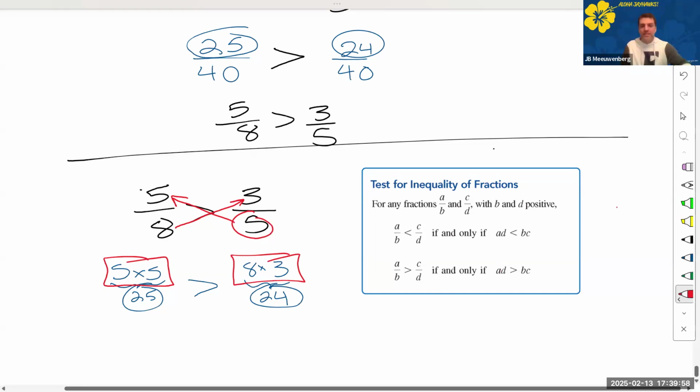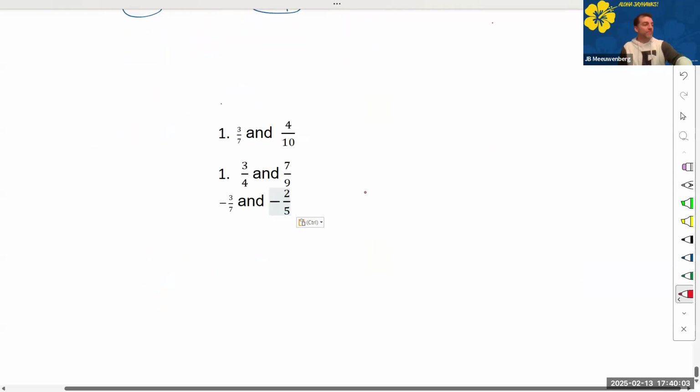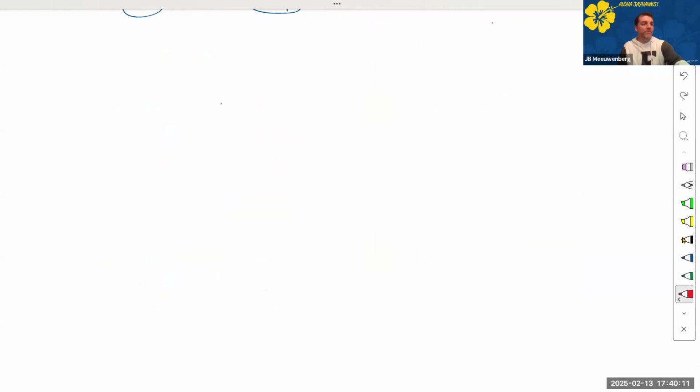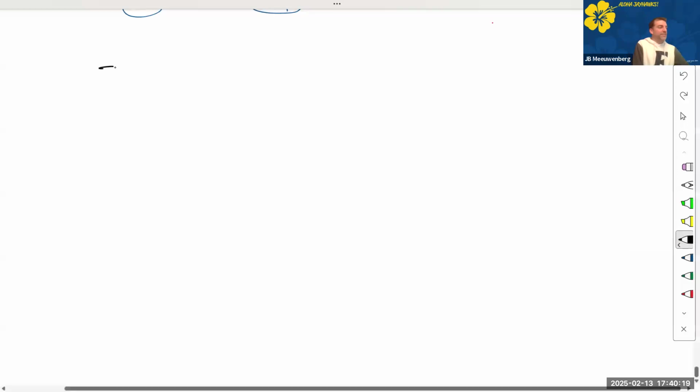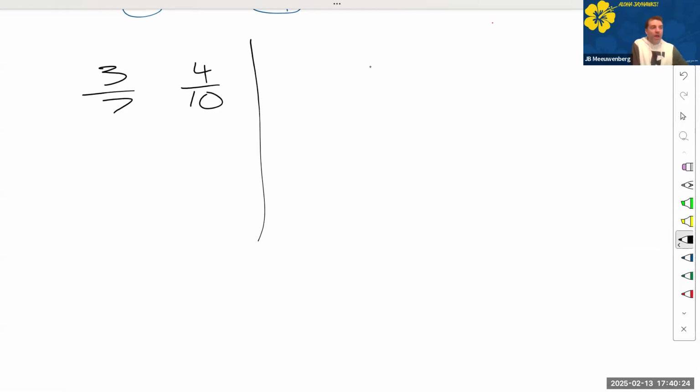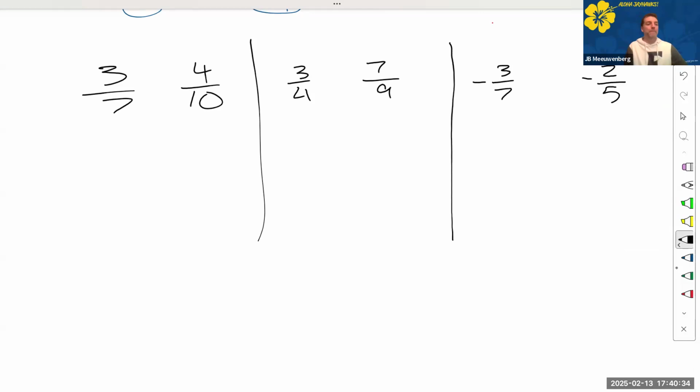So I'm going to give you 3 sets of fractions, and your job is to place an inequality sign between the two fractions and try this strategy that we just used. Those didn't copy very well. Let me rewrite these for you. So we are going to compare 3/7 and 4/10. We are going to compare 3/4 and 7/9. And we are going to compare negative 3/7 and negative 2/5. So be careful with that one.